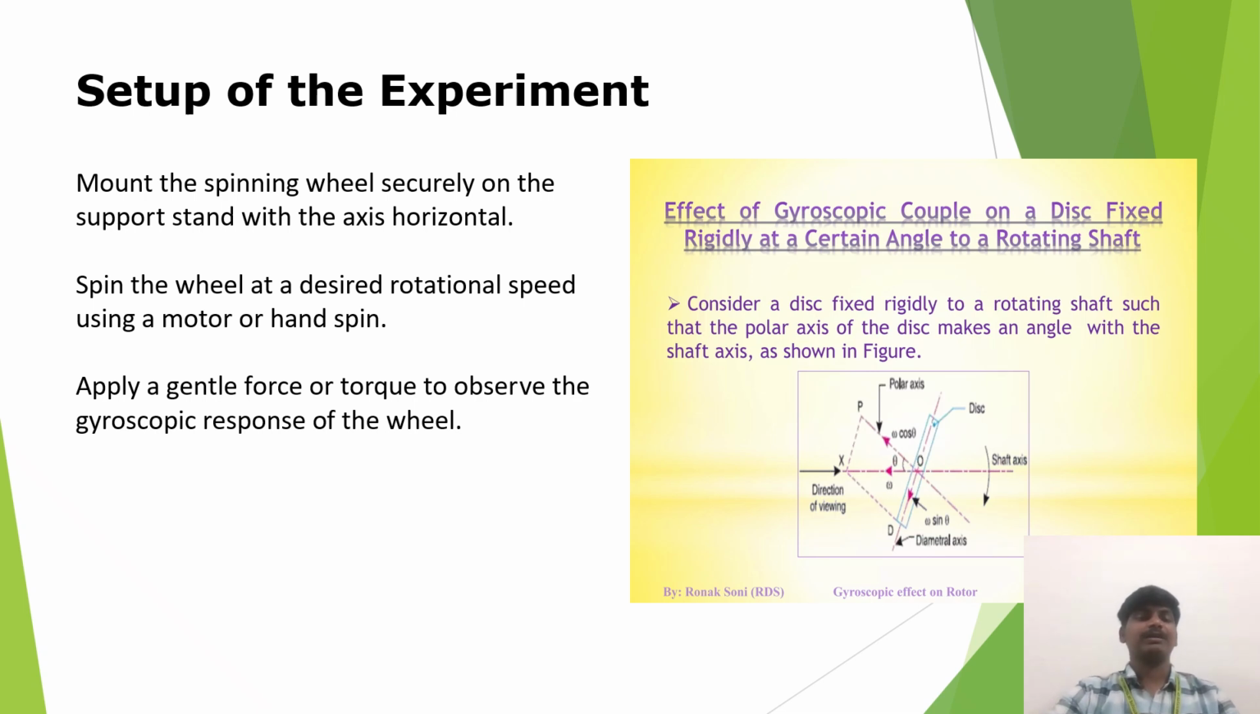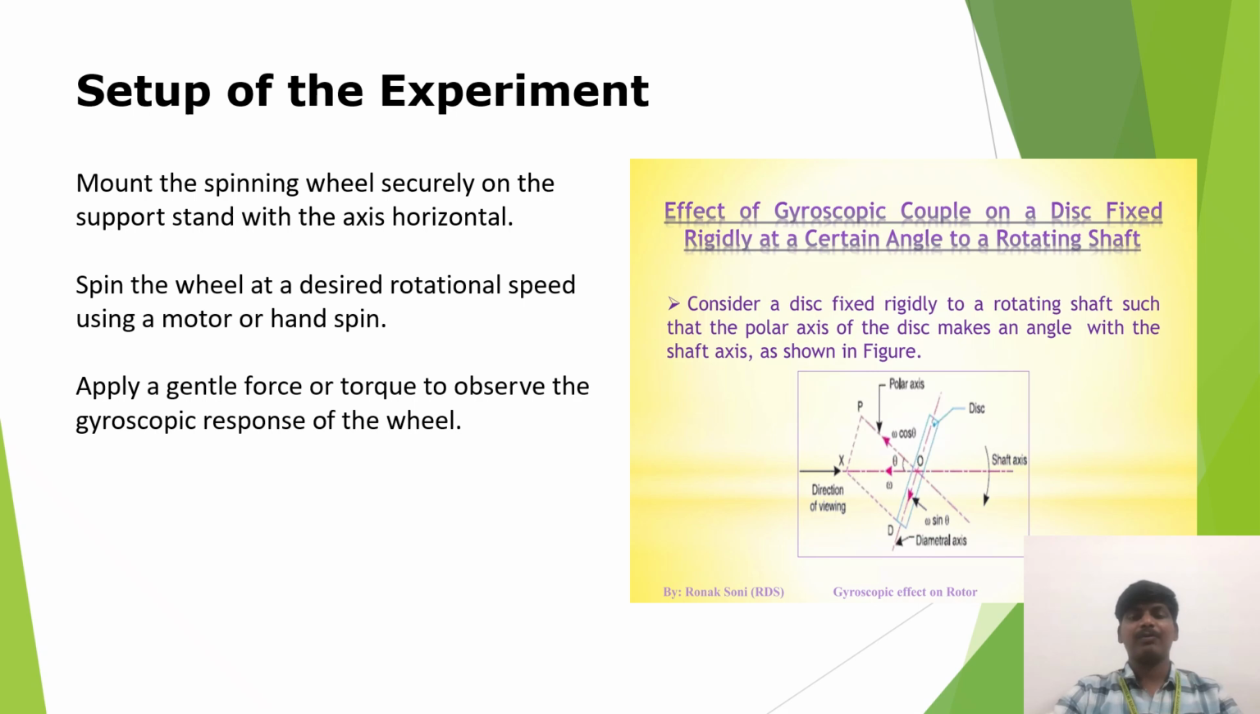Setup of the experiment. Mount the spinning wheel securely on the support stand with the axis horizontal. Spin the wheel at a desired rotational speed using a motor or by hand spin. Apply a gentle force or torque to observe the gyroscopic response of the wheel.